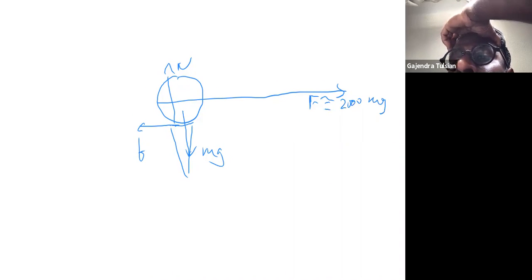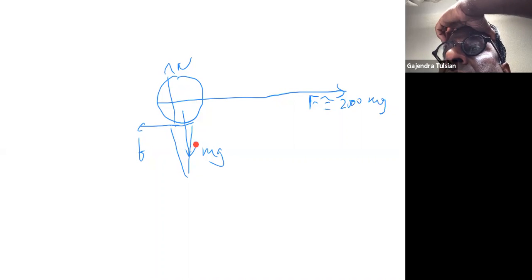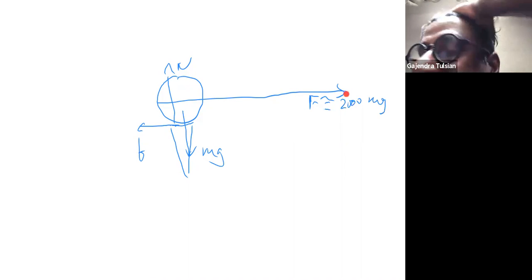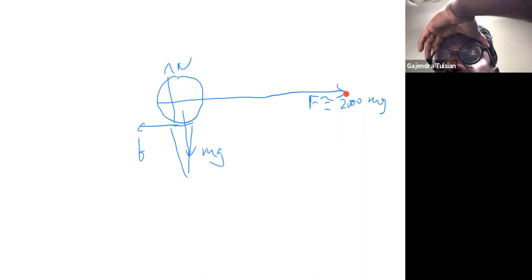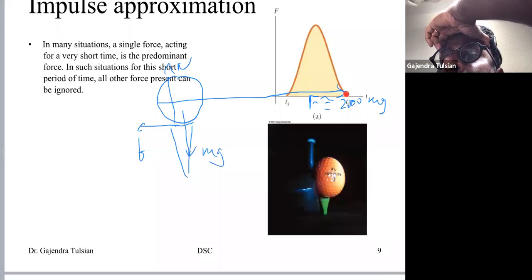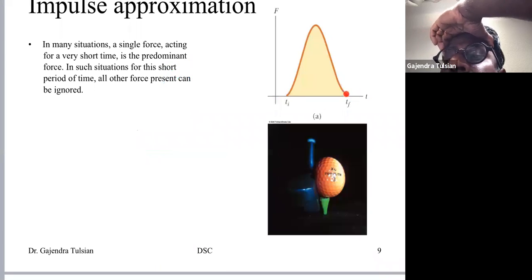So what we normally do is, for the 50 milliseconds that the club is in contact with the ball, we ignore all these other forces. Okay, this force cancels that force anyway, and the friction force is small. So we say this is the only force acting on the ball. Okay, and to a good approximation, that is correct. Okay, so that's the impulse approximation. All right.